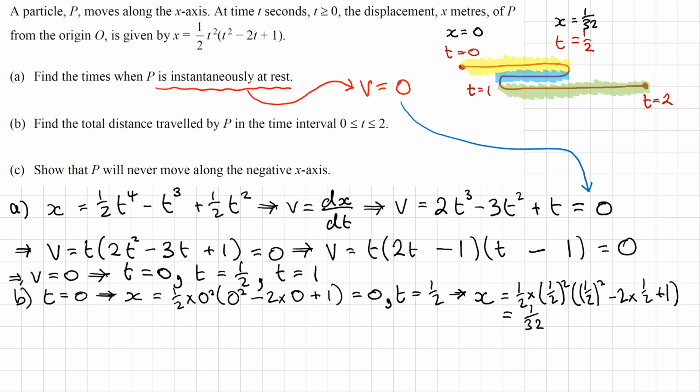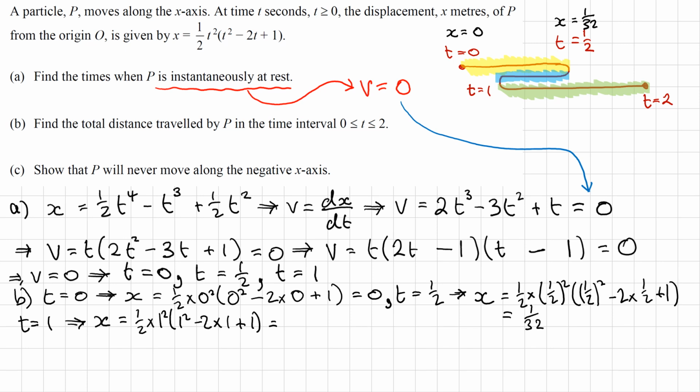So I know that in this part of the journey, the yellow part, it's travelled a distance of 1 over 32. We're now going to work out where its position is when t equals 1. Okay, that's at this point here. So that will give us x is equal to a half times by 1 squared times by 1 squared minus 2 times 1 plus 1. And that gives us an x position of 0.